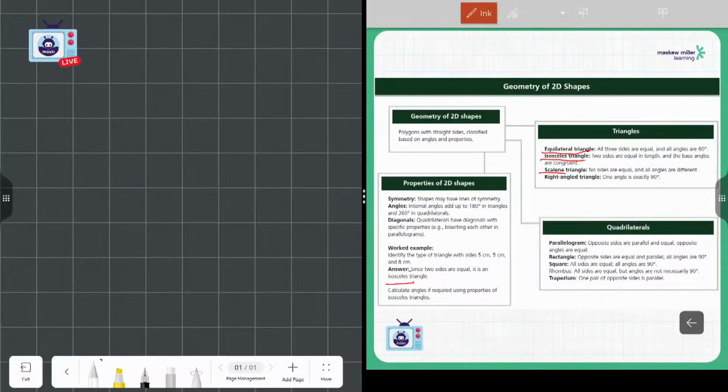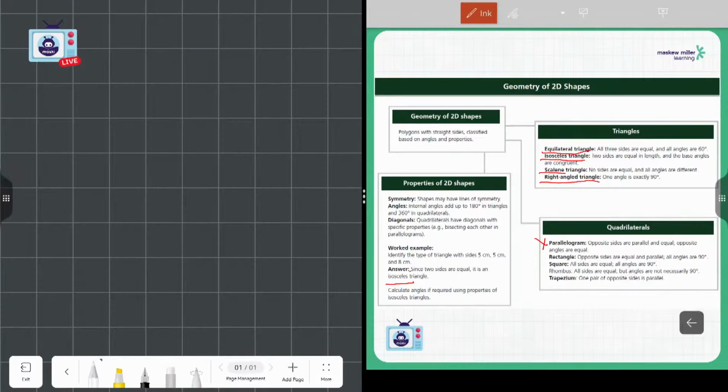This is a very different name, but scalene just simply means that no side will be equal in that triangle, and all the angles will also be different. Then we have our special triangle called the right-angled triangle. It doesn't matter what else it has, but the very important thing is that one of the angles must be 90 degrees. So that's what makes a right-angled triangle a special triangle.